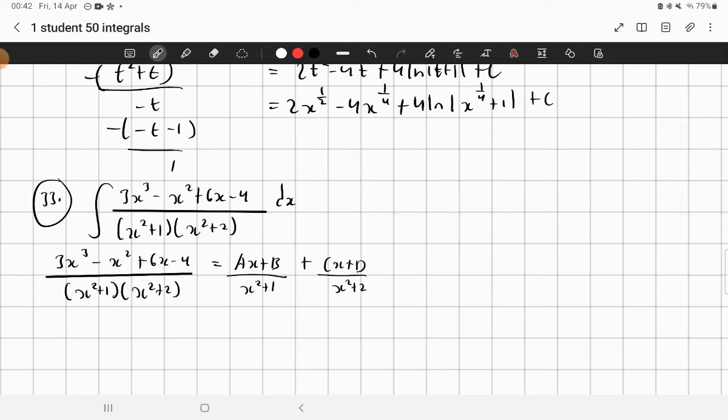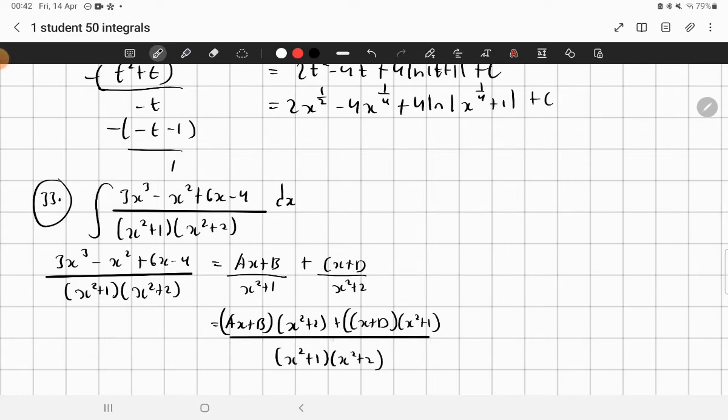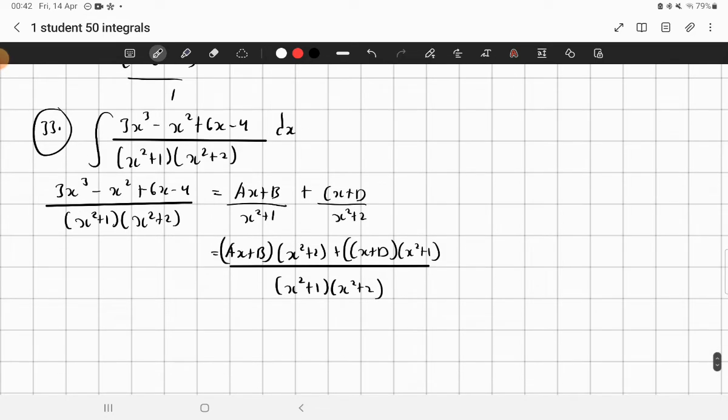Now for me, I'll be multiplying everything. I'll be taking the longer route, which is this one, and then divided by everything with x squared plus 1, x squared plus 2. Now we have to compare the coefficients. That will be my approach for this question in particular.